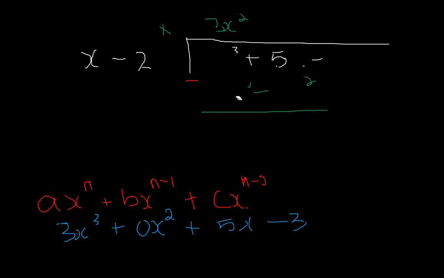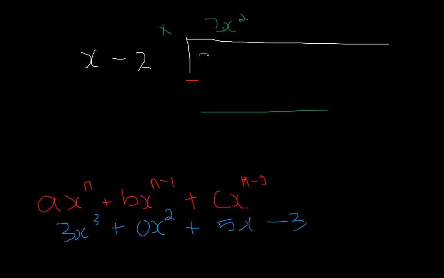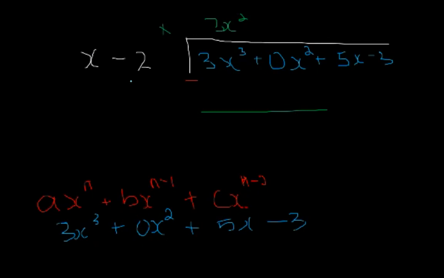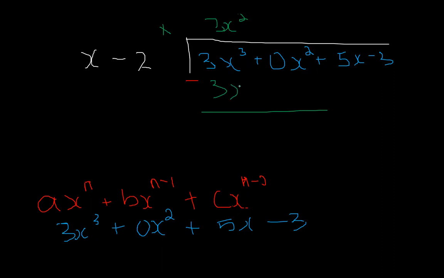Let me just erase this. And I'm rewriting my polynomial like this, right? I'm actually putting in 0x squared. Now let me put it in blue. 3x cubed plus 0x squared plus 5x, and then I have the minus 3. Like we were doing before, x into 3x cubed, that's 3x squared times x, 3x squared. So I put the 3x squared here. 3x squared times minus 2, that's minus 6x squared.